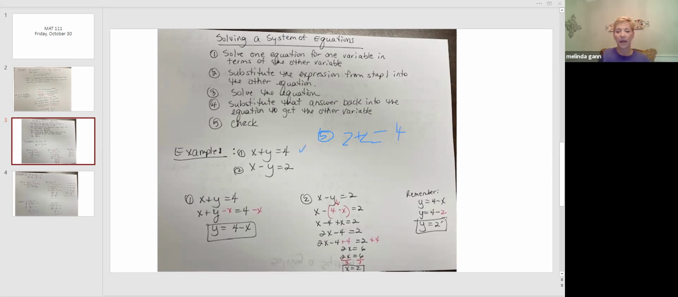But look what would happen right here. If I put 2 in for X and 2 in for Y, 2 minus 2 is 0, and 0 is not equal to 2. So it wouldn't work here. So that's how I would know that I've made a mistake. Okay, so if you check it, you can catch your mistake. So let's go fix it.